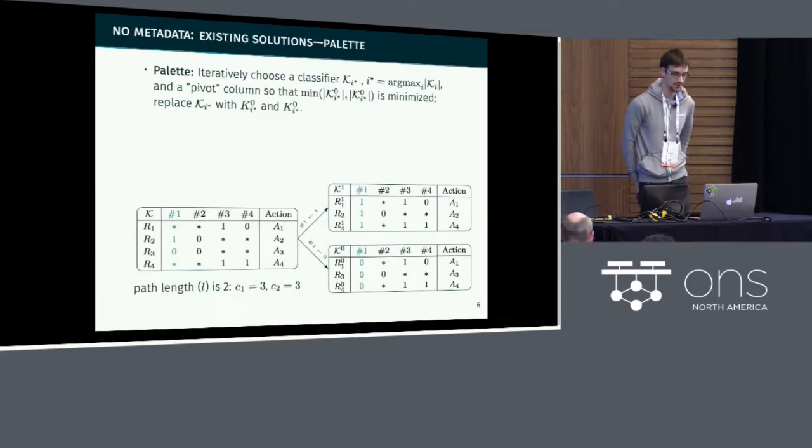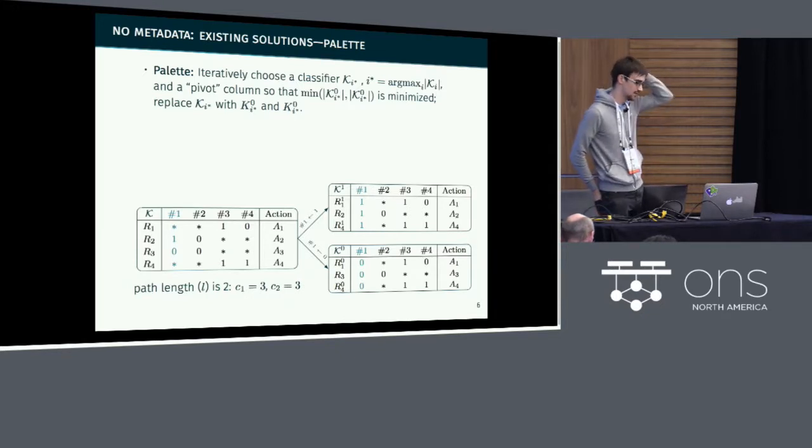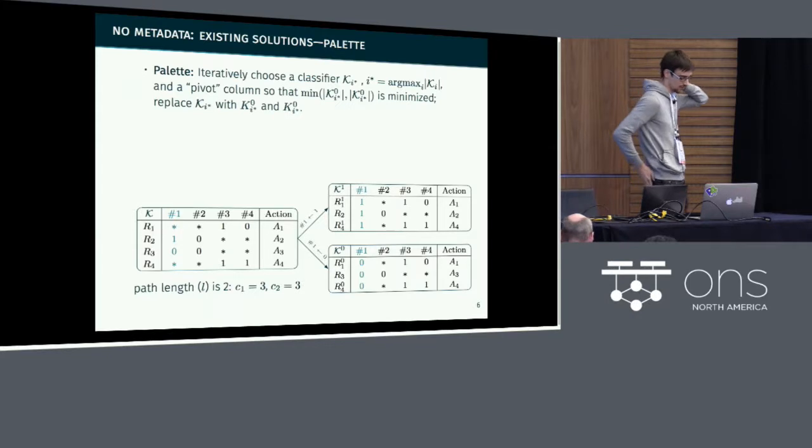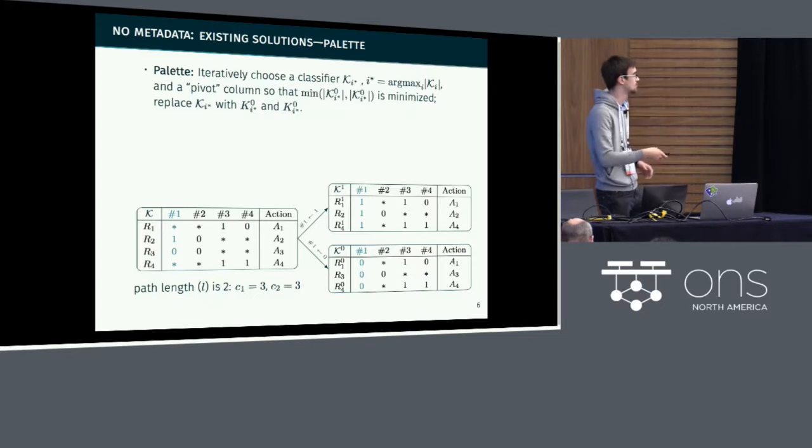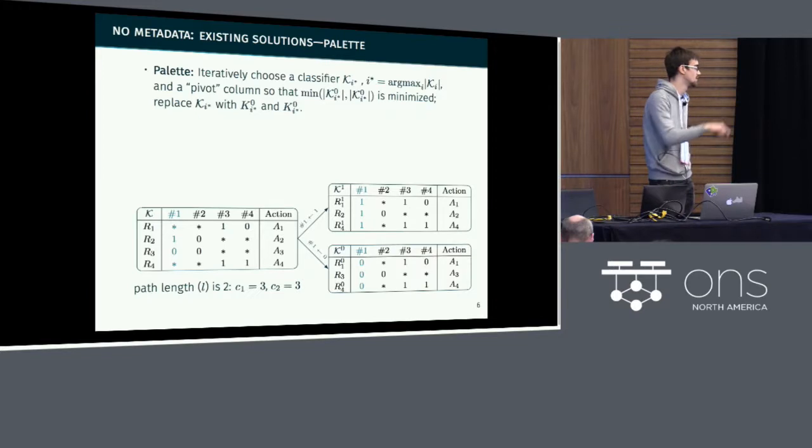And I start with the solutions that do not use any metadata. One such solution is Palette, which was suggested at Infocom 2013. The basic idea is the following. We take a classifier, select some column in it, then all the don't care bits are expanded. They are replaced with 0 and 1, replicating rules. And then all the rules that have 1 in that column are moved to the first component. And all other rules that have 0 go to another component of the splitting.